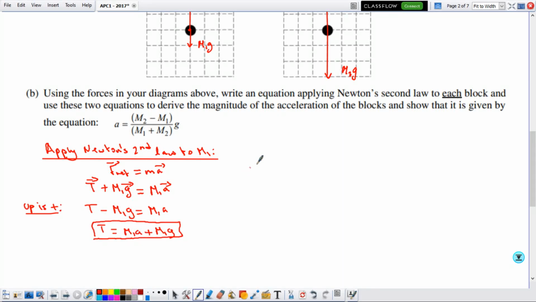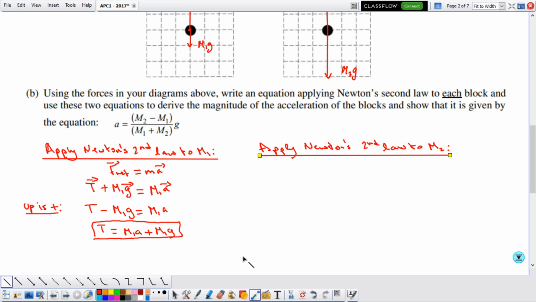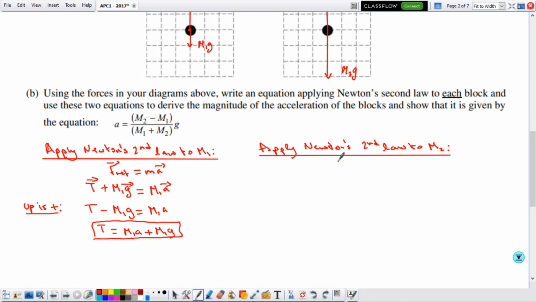Now we need to get the tension from the second FBD. So apply Newton's second law to M2, and that would be the sum of forces is MA. What are the forces acting on 2? That would be the tension plus M2G is M2A.